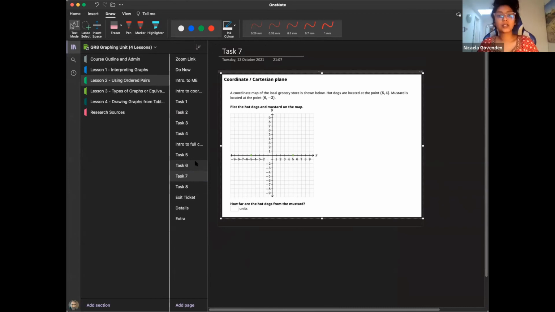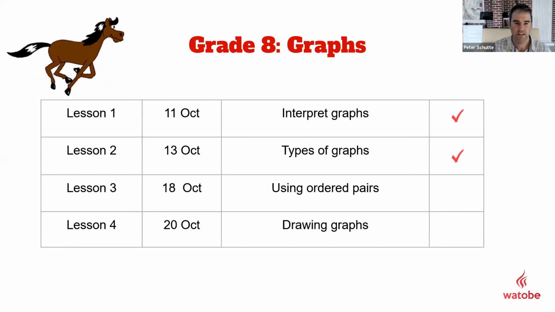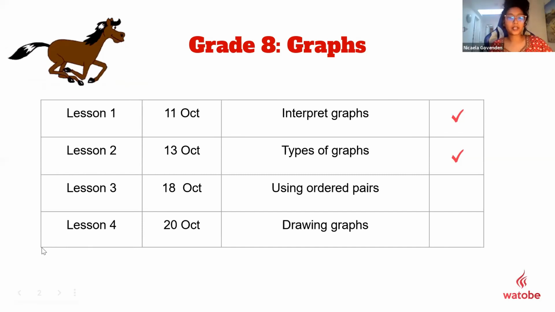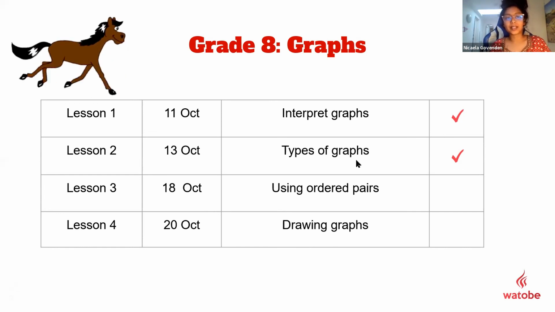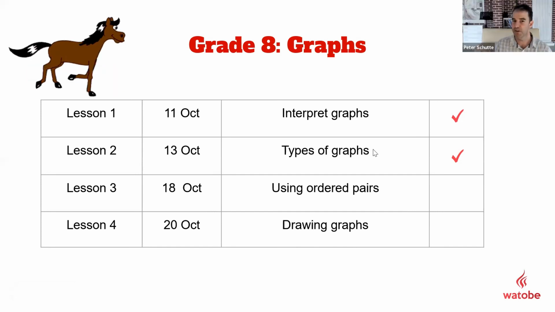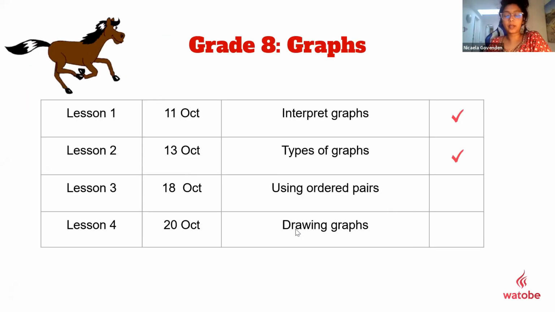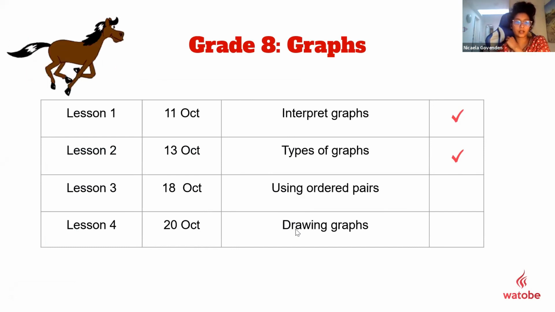Okay, so I'm just going to share my screen now to show you our homework and check in with where we are at. Okay, there we go. Perfect. So you will see that we have just finished lesson 2. Well done, everyone. Sorry, I switched lesson topics. So today was ordered pairs, not types of graphs. So we'll just swap around for the next one.